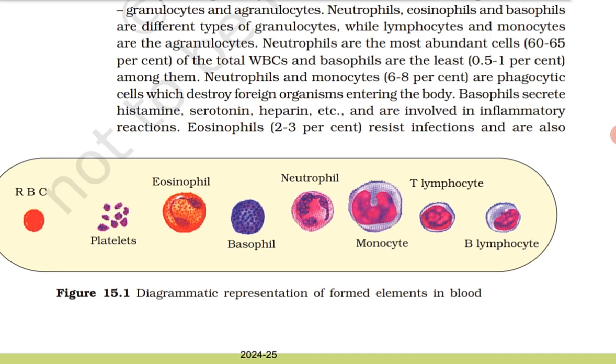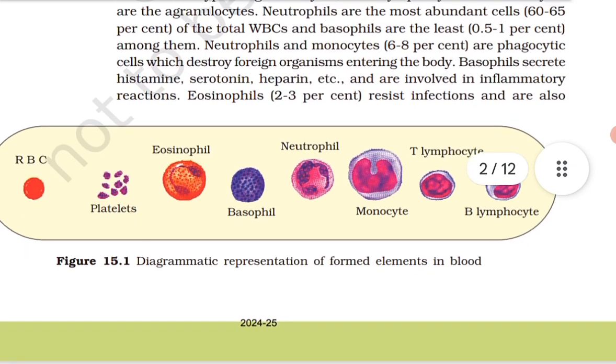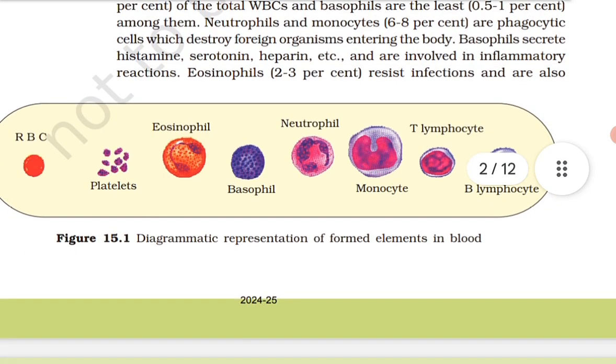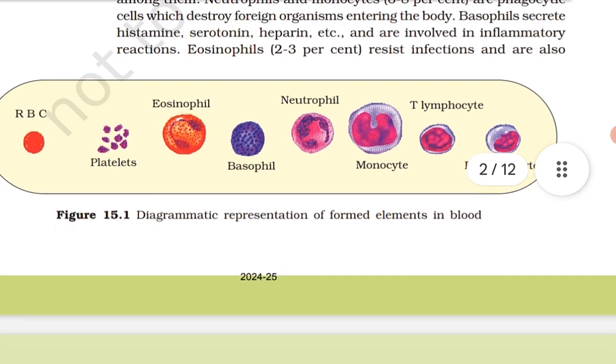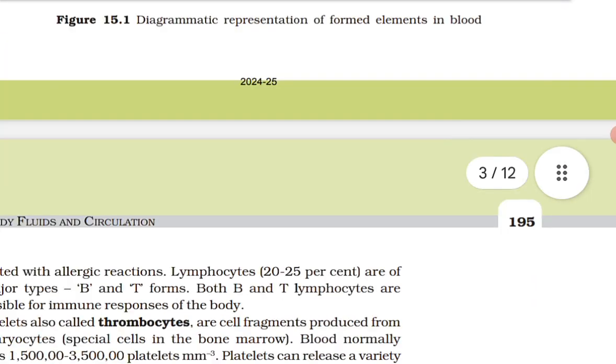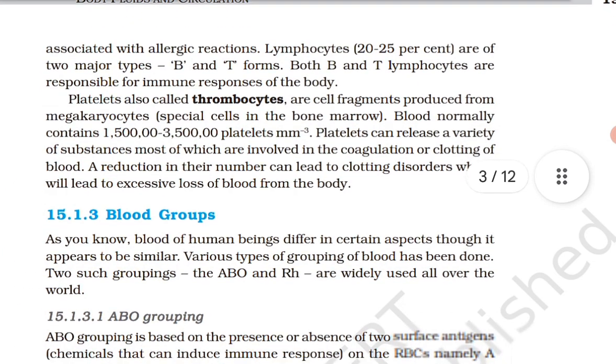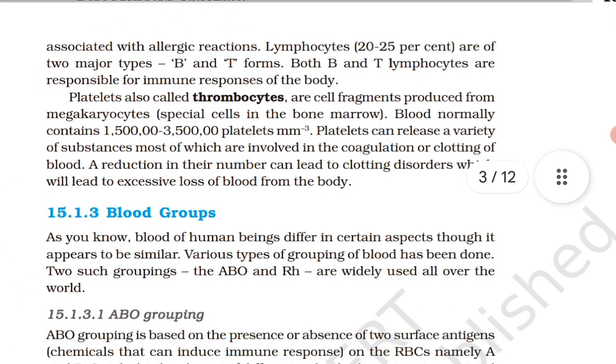Neutrophils and monocytes, 6 to 8%, are phagocytic cells which destroy foreign organisms entering the body. Neutrophil and monocyte का परसेंटेज है 6 से 8%.